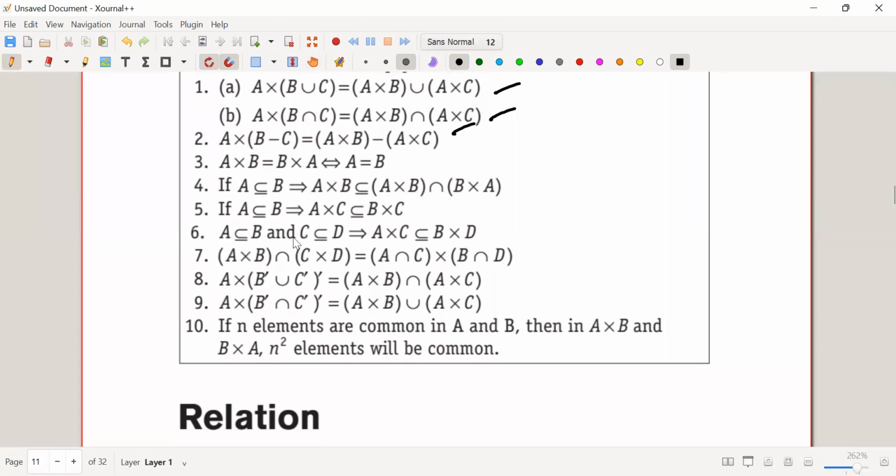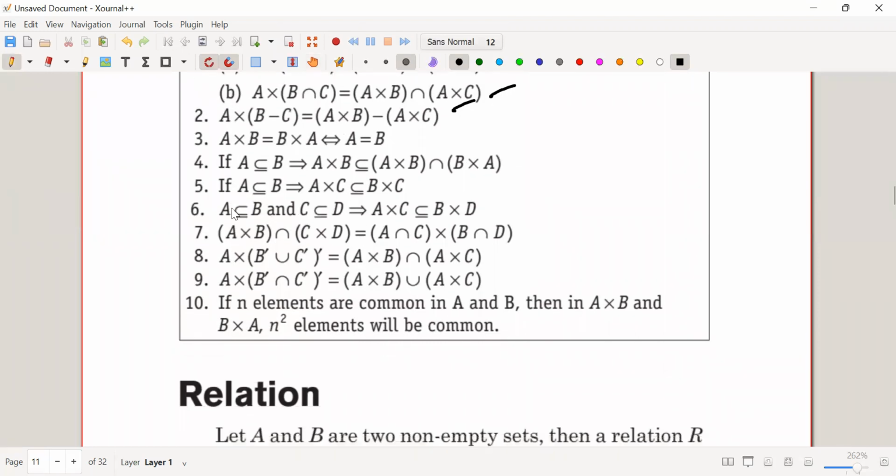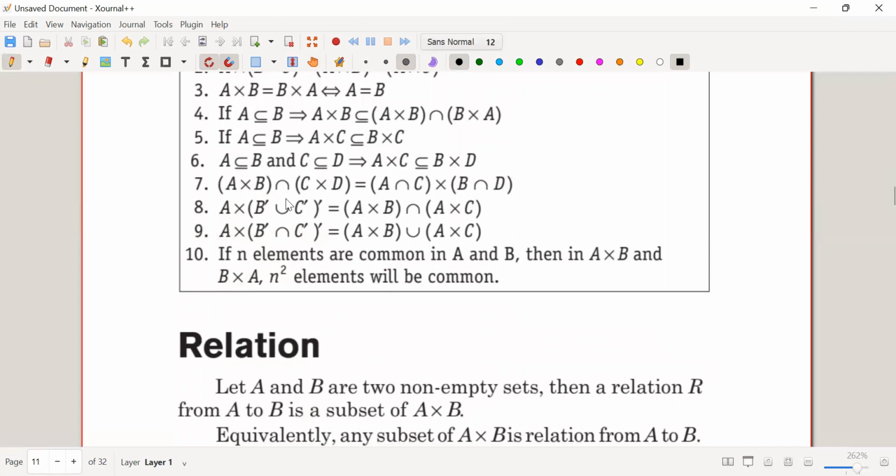A cross B is not equal to B cross A. If A is a subset of B and C is a subset of D, then A cross C is a subset of B cross D. (A cross B) intersection (C cross D) equals (A intersection C) cross (B intersection D).